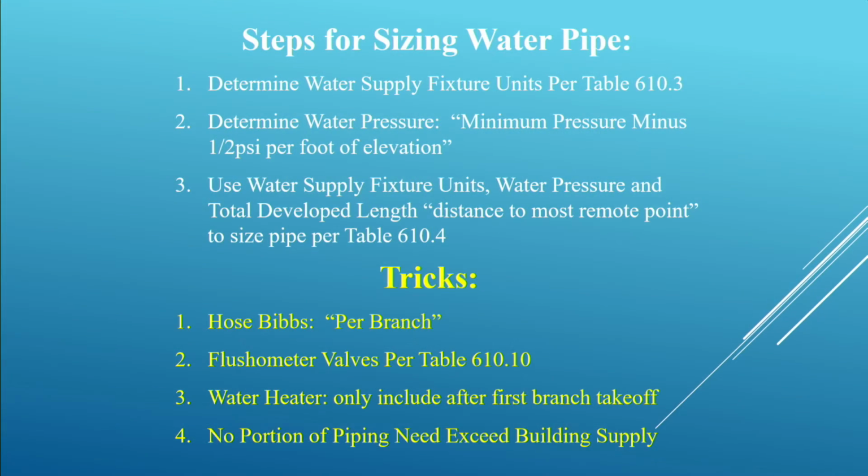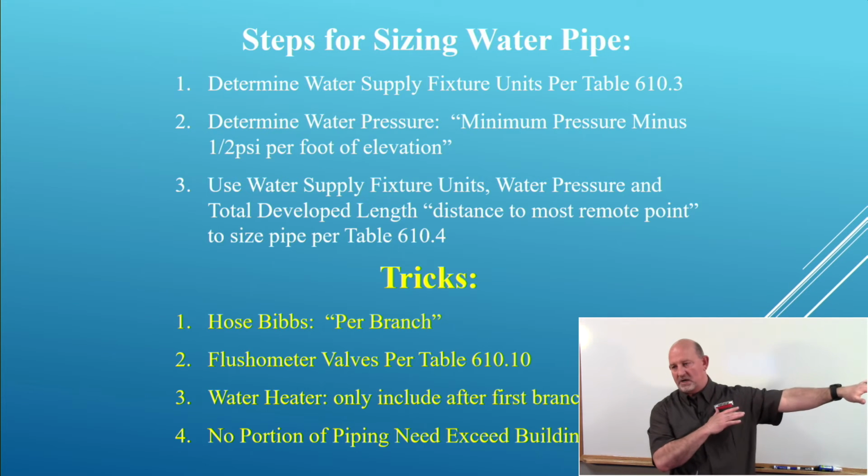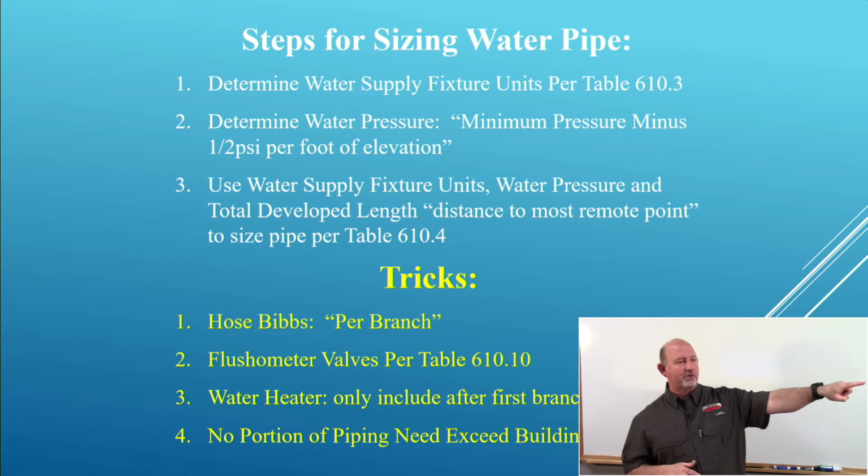And that's when note number 4 comes in, no portion of the piping need exceed the building supply. Now this seems kind of like a contradictory rule. Don't count the water heater till after the first branch takeoff. After the first branch takeoff, count the water heater, but don't make the pipe any bigger. The reason it's not a contradiction is because let's imagine the water heater is at the very end of the water line inside the house. Do you agree that's the last fixture being fed?